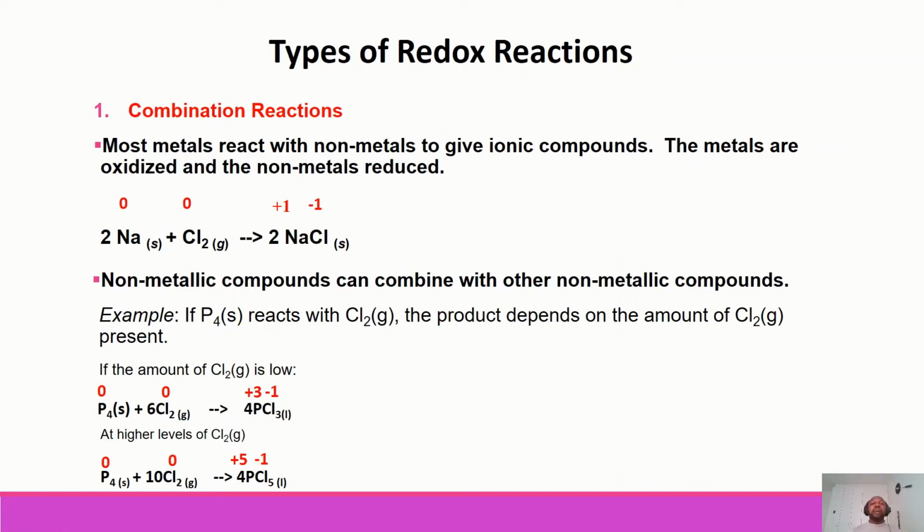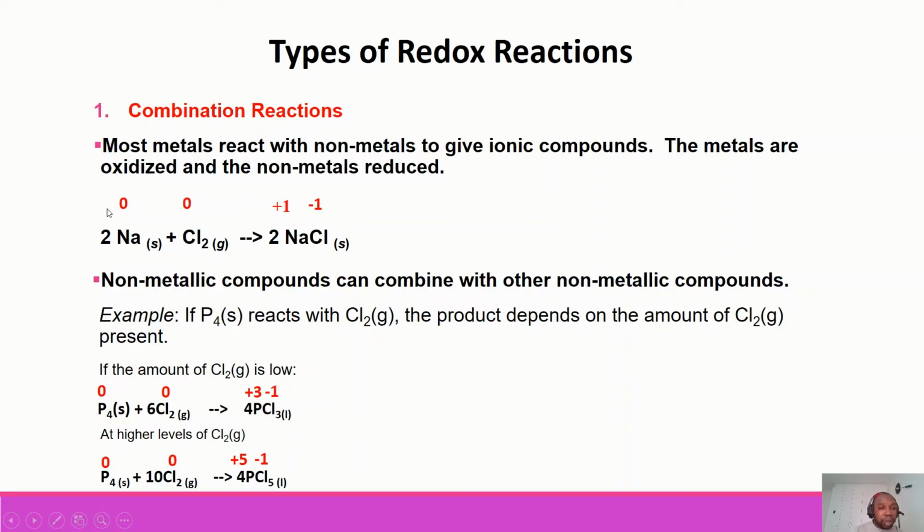So we have types of redox reaction. Most metals react with non-metals to give an ionic compound. We've already treated combination reaction or synthetic reaction in our previous lecture, but when it comes to redox reaction, we're interested in what is reduced, what is oxidized, the oxidation number.